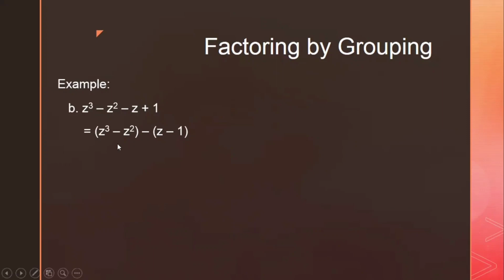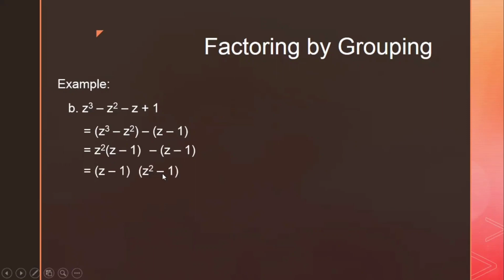Then we have to take out the common factor. In z cubed minus z squared, the common factor is z squared, and what will be left inside is z minus 1. Since in z minus 1 there's no common factor, just copy it. After that, we take out the common binomial factor. Taking out z minus 1, what will be left inside is z squared and 1.